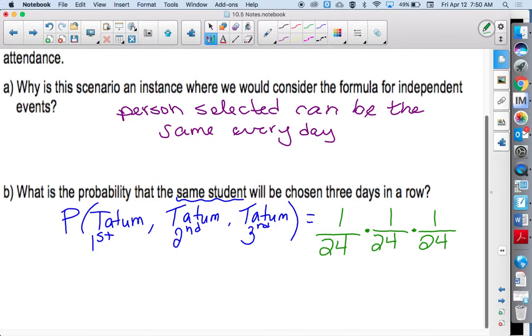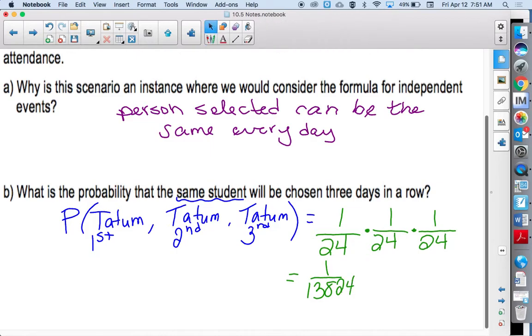So if you multiply 24 times 24 times 24, you'll see that the probability is pretty small of the same student being selected on 3 days in a row. What is 24 times 24 times 24? Julian? 13,824. 13,824? Questions. So that is an independent event. The same person is chosen, that one person, 3 days in a row. And I still have 24 students when I come in the next day and I choose that same person again.